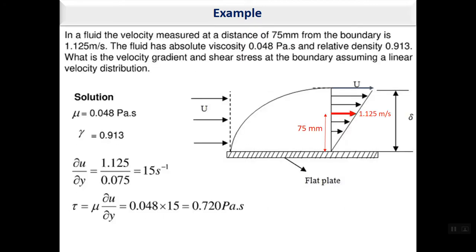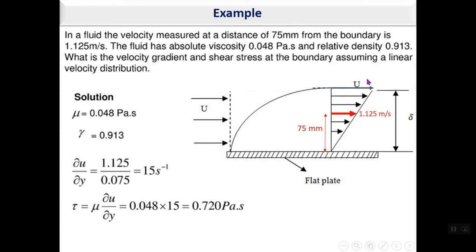This is another type of example. In a fluid, the velocity measured at a distance of 75 mm from the boundary is 1.1 meter per second. The fluid has absolute viscosity mu of this and relative density of this. What is the velocity gradient and shear stress at the boundary, assuming a linear velocity distribution?